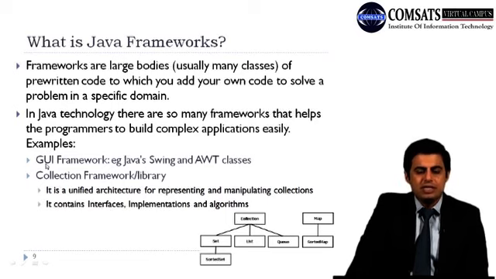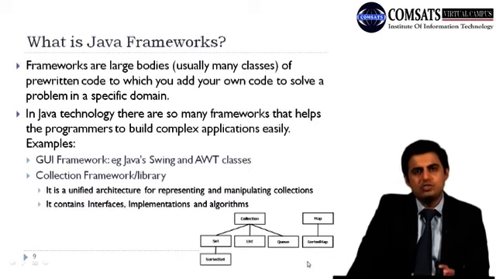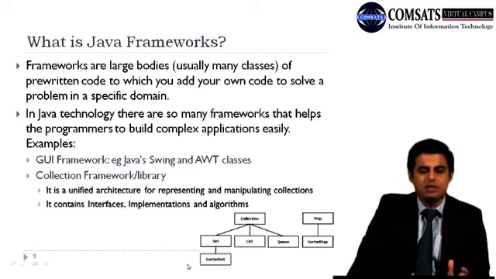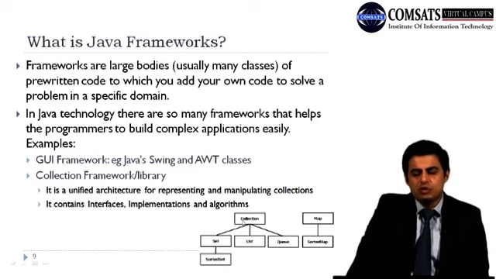For example, there is a GUI framework which is attached with Java Swing and AWT class, as I told you before, and there is a collection framework as well, which is a part of a library. It is a unified architecture for representing and manipulating collections. If you remember from the previous lecture, I showed you some examples of collections. One of them was list, and there is a set, there is array, there is queue, and there are sorted sets as well, which are part of the sets. Similarly, there are maps which have got sorted maps.